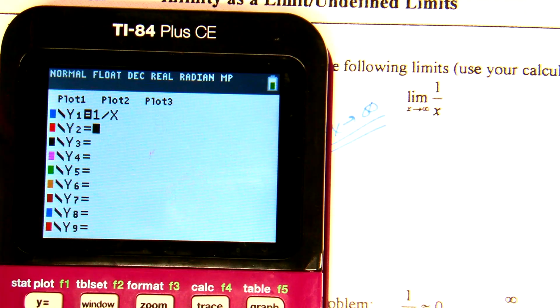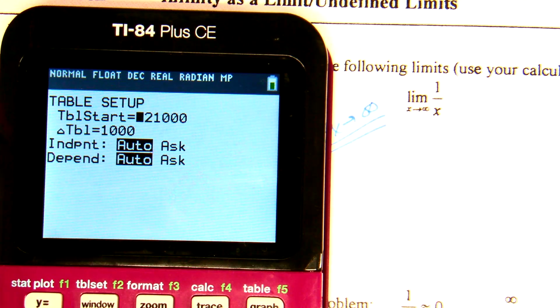I'm going to go into my table set, so second window. Because of where I left off, my table start value is negative 21,000. I'm going to go back and take that to 0 because I'm going to be able to start at 0. I'm going to leave the table value of 1,000. I think we'll be okay there. So now go into my table.